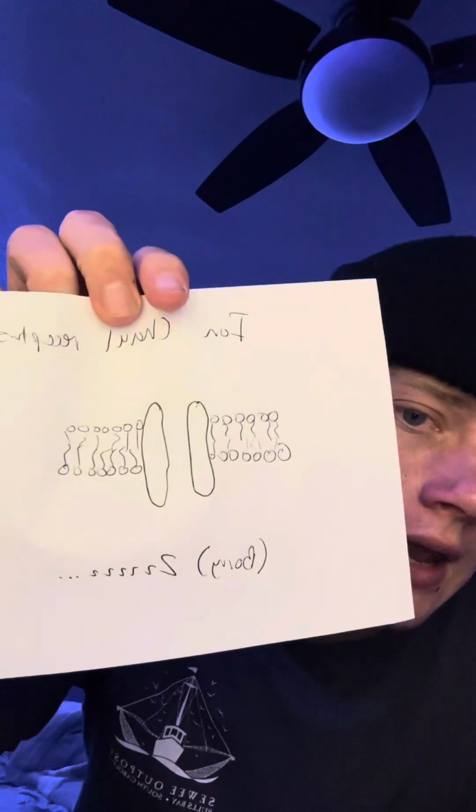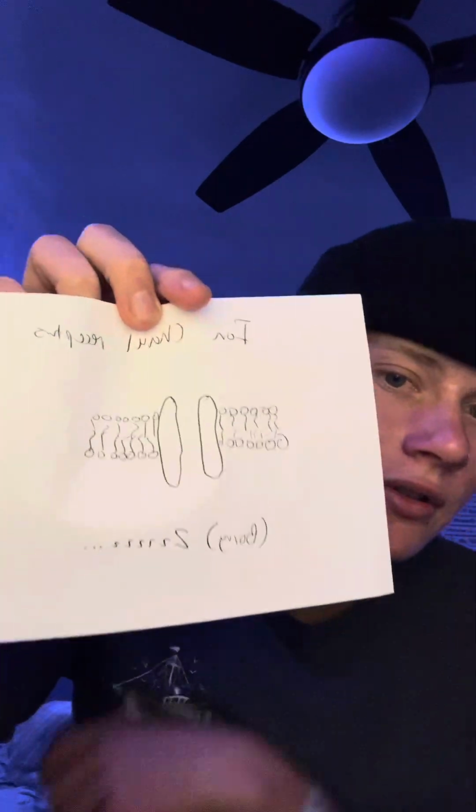Which brings us to our fifth, ion channel receptors. These are really lame because there's really nothing funny about them, so I just drew the plasma membrane and their channel transmembrane protein.